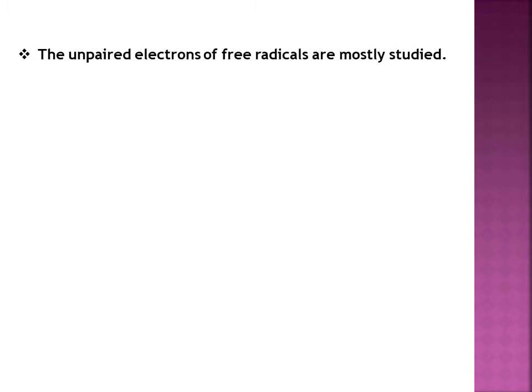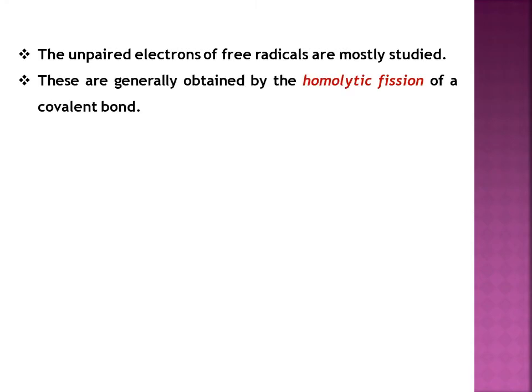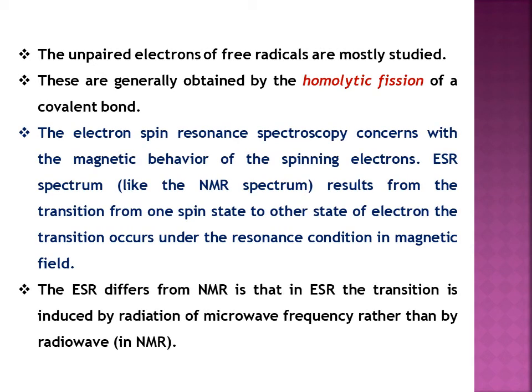This spectroscopy is limited to only unpaired electrons or paramagnetic substances. The unpaired electrons of free radicals are mostly studied. These are generally obtained by homolytic fission of a covalent bond. Electron spin resonance spectroscopy is concerned with the magnetic behavior of the spinning electrons.